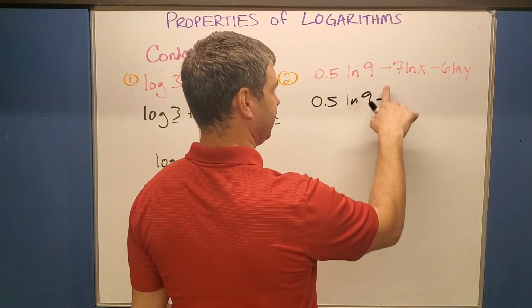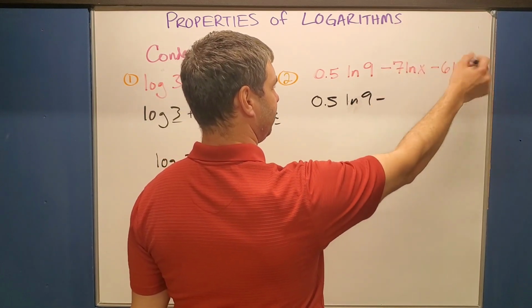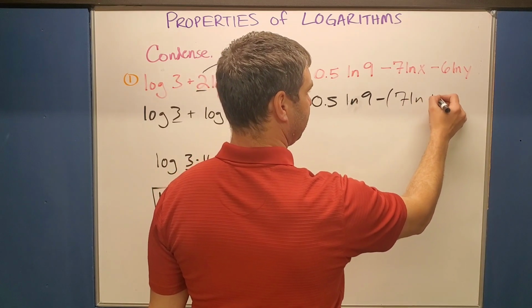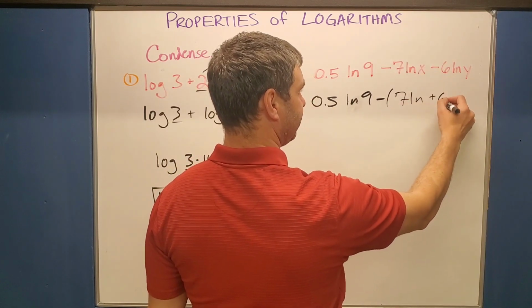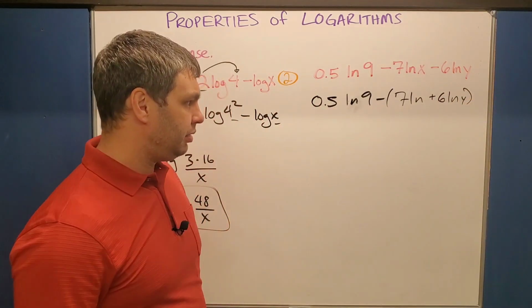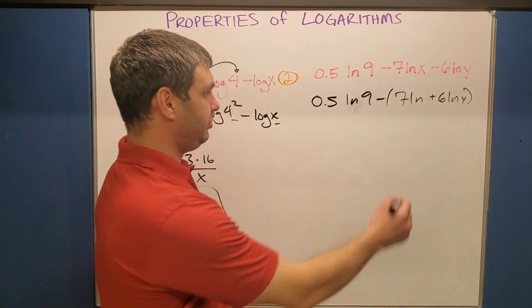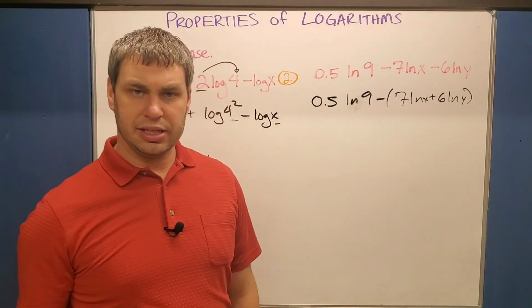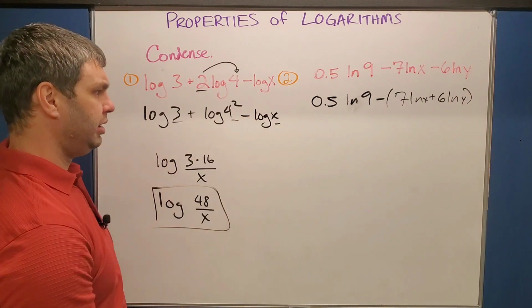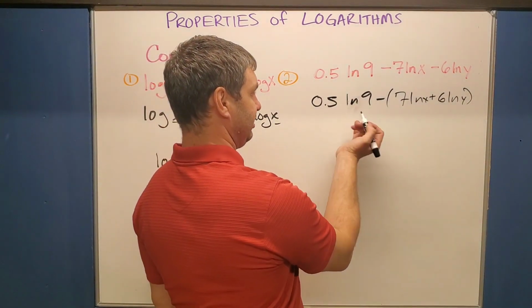And then I'm going to take, like I said, I'm going to factor out a negative from both those. And so it's going to be 7 natural log of x plus, because we factor out the negative, 6 natural log of y. Now I can go ahead and do the power property like we did with the 2 on this one. And each of these are going to get something, right?